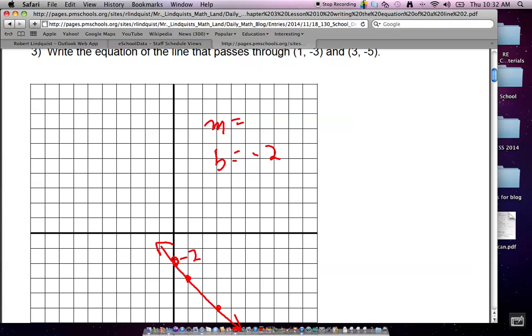You could say that it's -1/1, or you could say -2/2. Both of those are correct because I'm going down 1/1, or you could say, well, I'm going to go down 2/2. But if I go down 2/2, what does that reduce to? -1. So my equation of my line is y equals -x minus 2. If you wrote y equals -2/2x minus 2, that would get full credit.